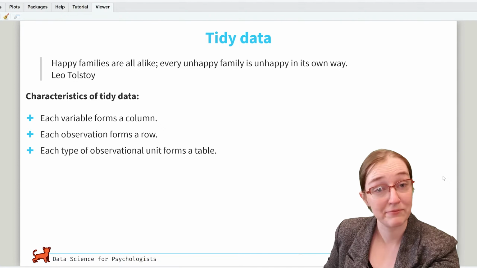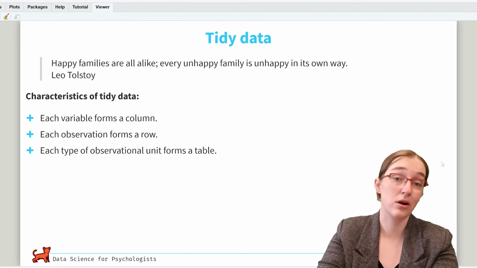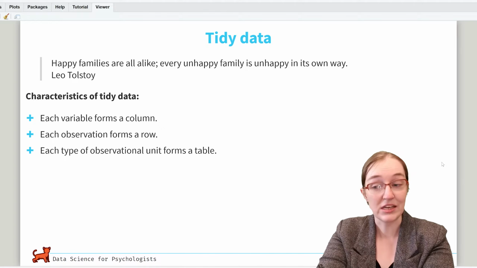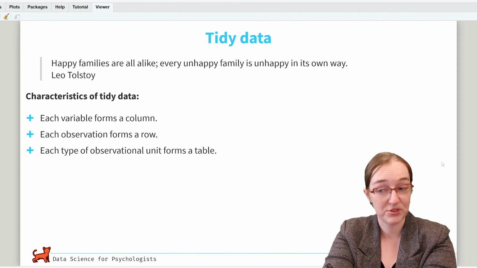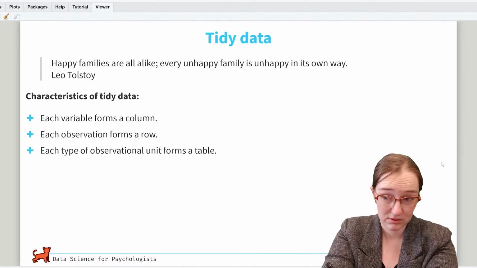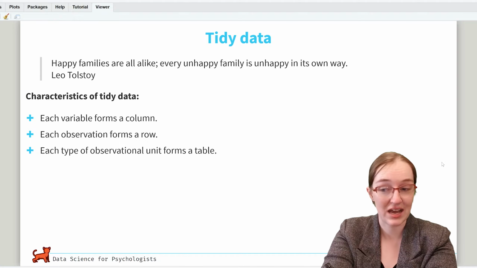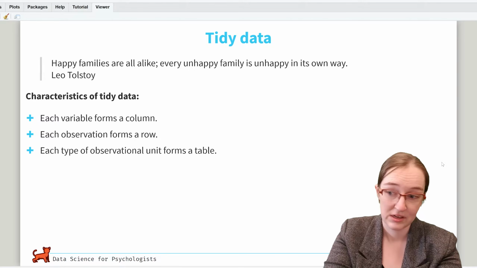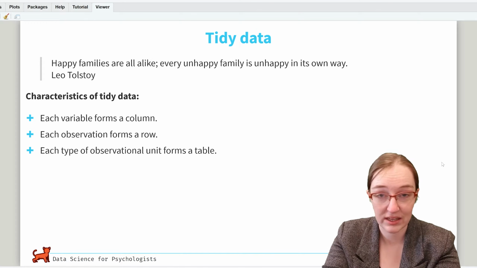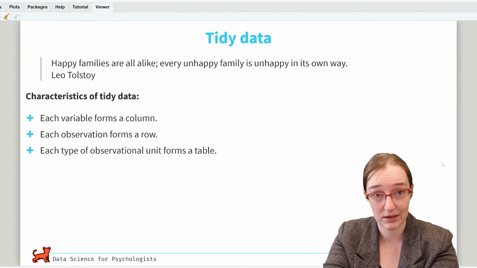So, for tidy data, here are the general characteristics. Each variable has its own column, and each observation forms a row. And each type of observational unit forms a table. These are the 3 key characteristics of tidy data.